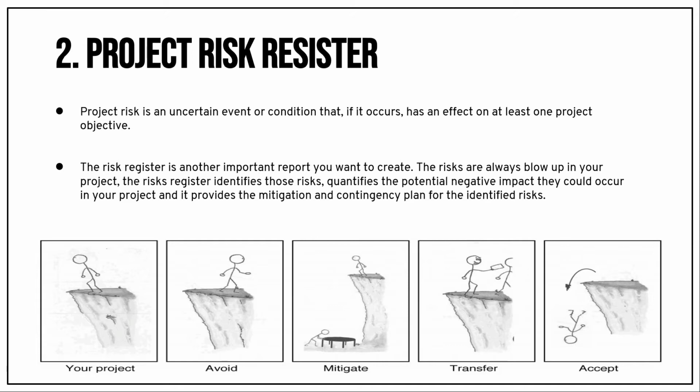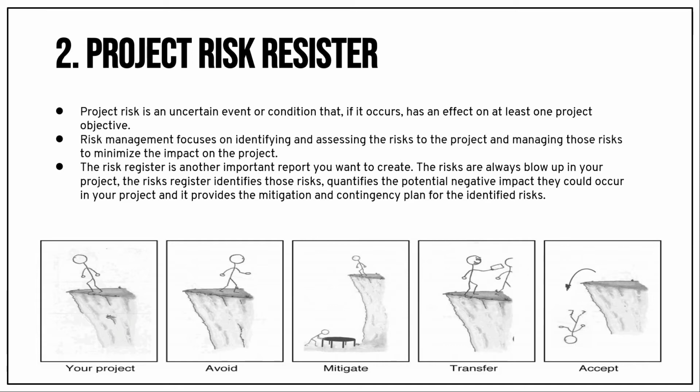What is project risk? Project risk is an uncertain event or condition that will occur in a project. So we need to identify what risks we are going to face in our project, and we need to come up with, like, next slide I will explain more. We need to address those risks and provide the status to the higher officials. Risk management focuses on identifying and assessing the risks to the project and managing those risks to minimize the impact on the project.